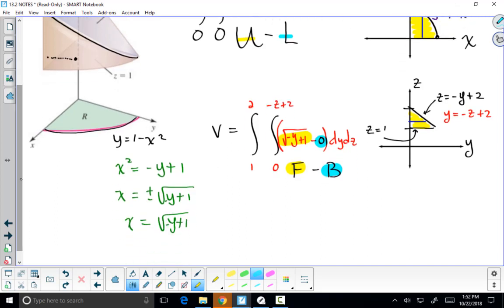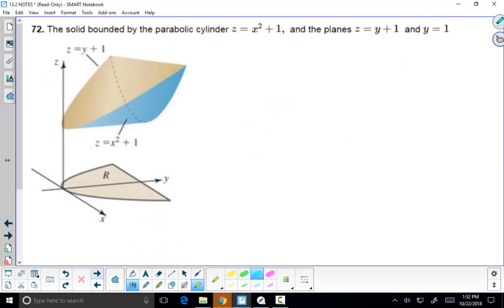All right, let's look at another one. These things just take a ton of practice because they are weird. It's very difficult to sort of see sideways when you're dealing with these.